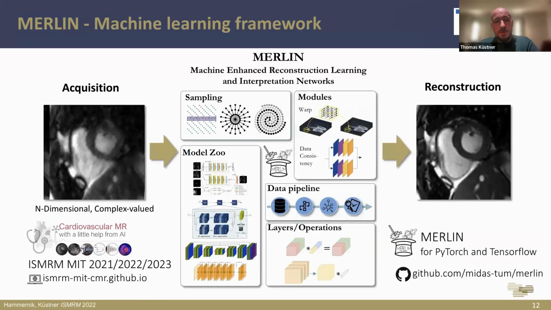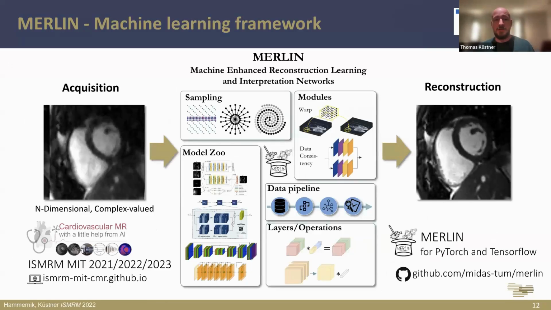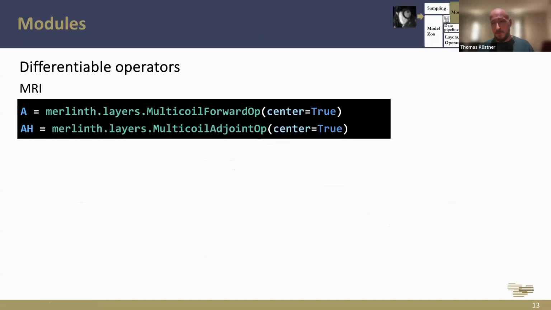The next module is the so-called modules package, which contains a lot of larger scale operators, and one common operator, which I've also shown you in the first slide, is this encoding operator. Depending on your data, this can be, for example, a multi-coil operator in a forward and adjoint direction. So you don't need to care anymore about how this is done with the Fourier transformation and coil sensitivity maps. You just define this layer and hand over the coil sensitivities, the k-space, and your sampling mask, and then the layer does the rest for you.